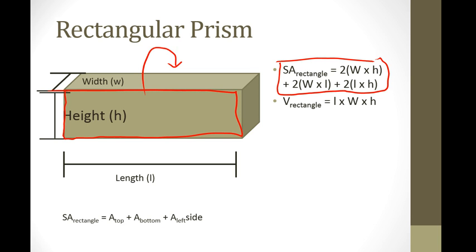Now, lucky for you, the volume of a rectangular prism is significantly easier to calculate because once again, all we need to know is length times width times height. These are very easy to figure out.